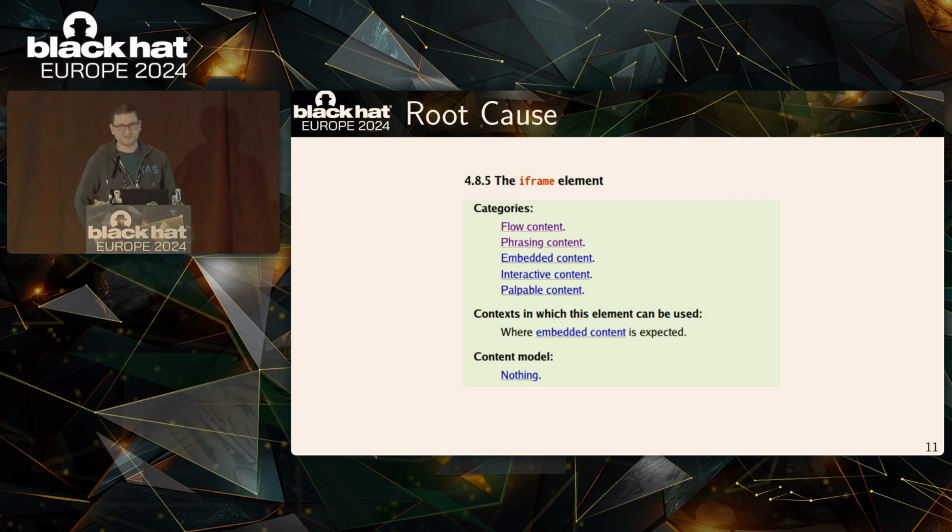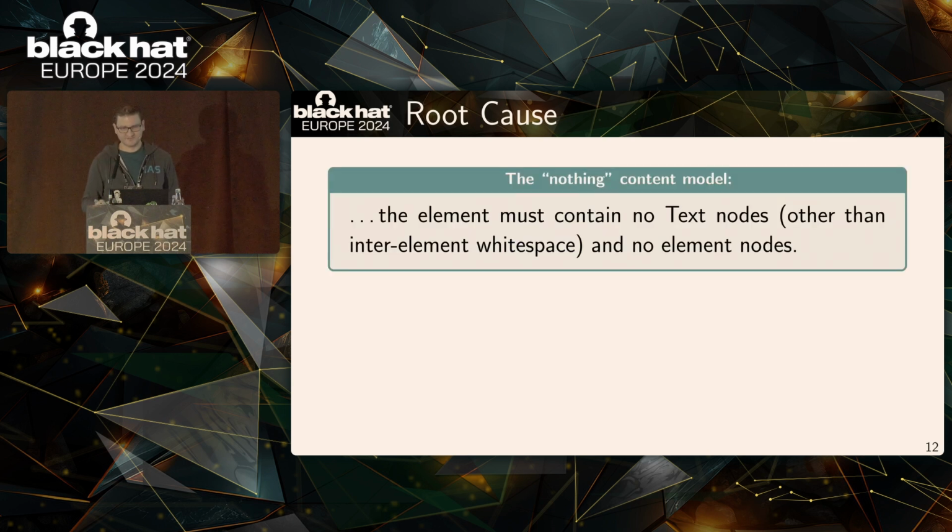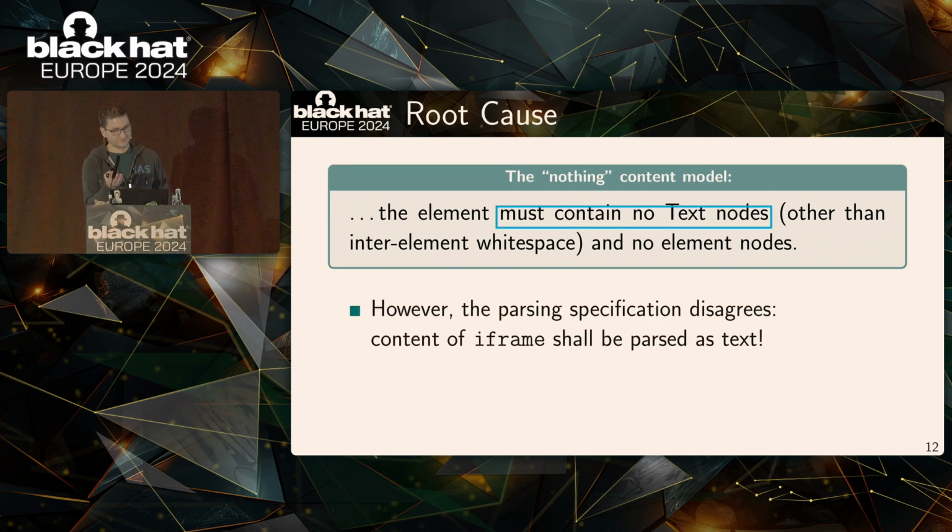There's a huge specification, like 1.5K pages. Each element has an element specification, which is shown here, and a parsing specification. And the element specification for the iframe element has a content model. And the content model always describes what can be the child nodes of an iframe tag. And here we have nothing. And what does nothing mean? Exactly what it says on the tin. You can have no text nodes and no other element nodes.